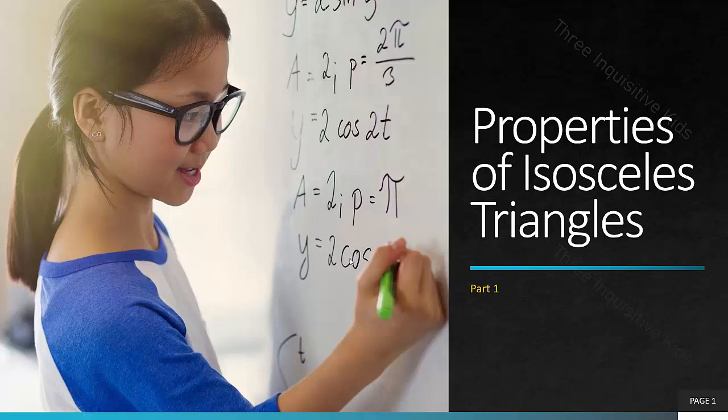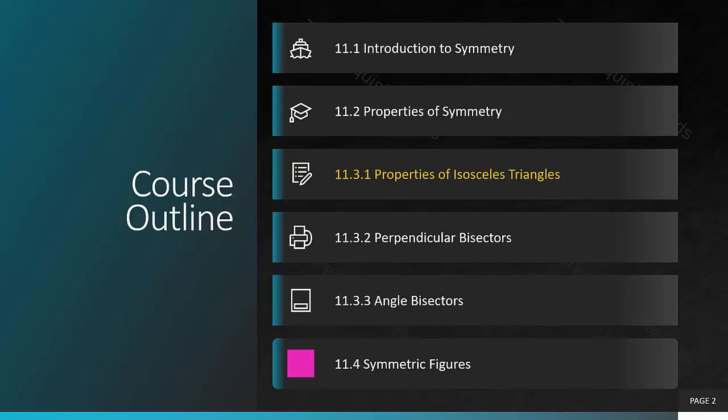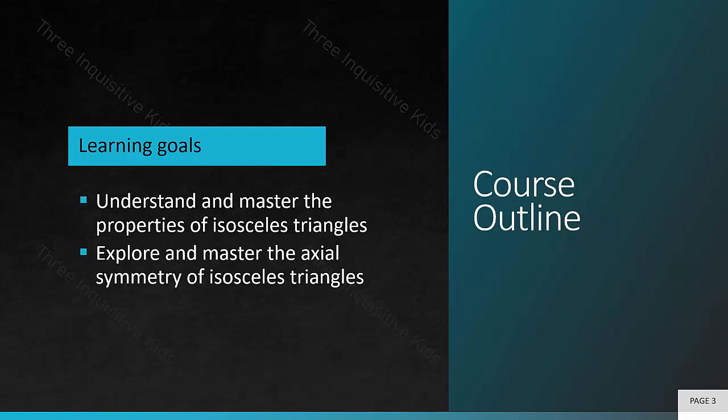In this video we will be talking about the properties of isosceles triangles, and this is part 1 of lesson 3 of chapter 11. And again, here's our course outline for this unit. In our last 2 lessons we learned about symmetry, what it is, and its properties. Our learning goals for today are to understand and master the properties of isosceles triangles, and explore and master the axial symmetry of isosceles triangles.